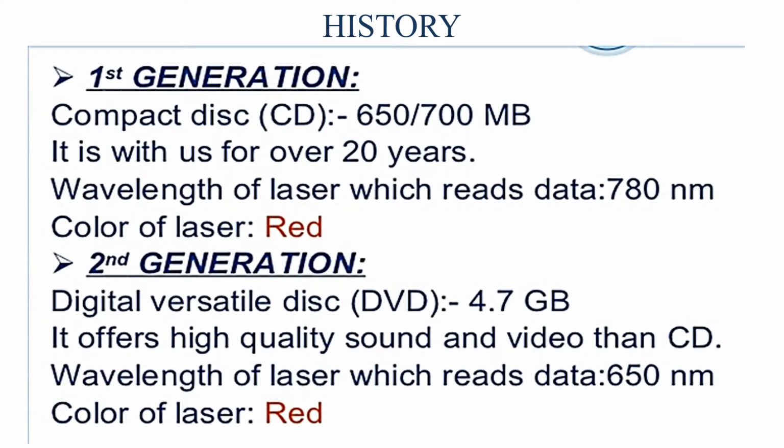So the first generation is the compact disc. Storage capacity is 700 MB. It has been with us for 20 years. The wavelength of the laser which reads data is 780 nanometers. The color of the laser is red. In the second generation, we have the digital versatile disc, with 4.7 GB storage capacity, and it offers higher quality sound and video than CD. The wavelength of the laser which reads data is 650 nanometers. So the color is not exactly red, but towards orange.